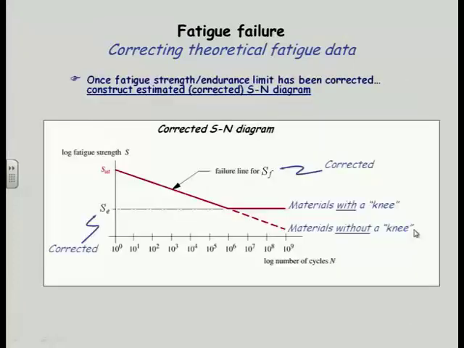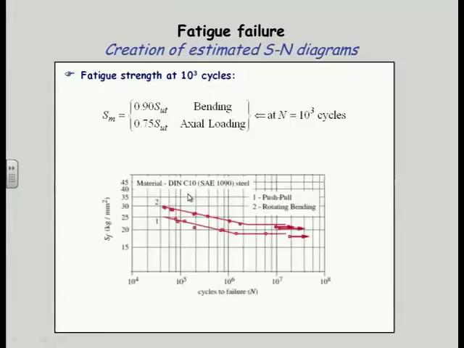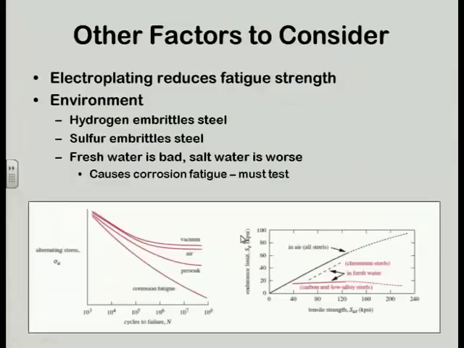Okay? I'm running out of time, I see, so I'm going to try to finish this up. So here's our corrected diagram with all those factors applied. This is the evidence for why axial looks different. This also shows the knee at the low cycle mark, 10 to the 3. This is push-pull and rotating bending. So rotating bending shows stronger than the push-pull, which is axial.